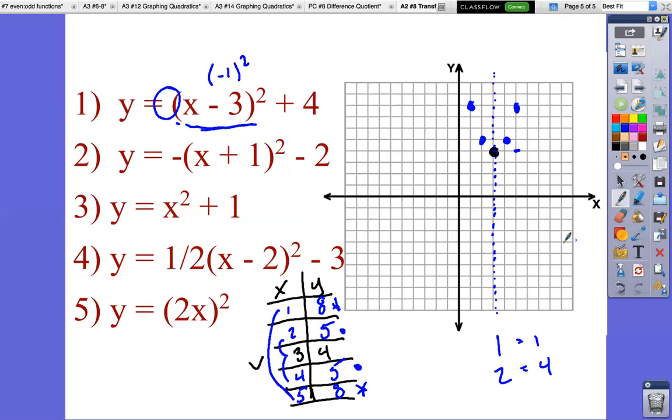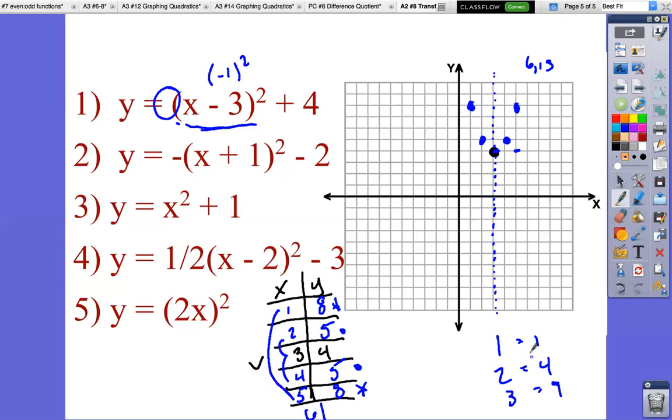Let me show you one more. What if I put another point up here? So if I put 6, if I plug in 6, 6 minus 3 is 3. 3 squared is 9 plus 4 is 13. So I'm all the way up here at 13, right? So how many steps did I take from here to get to 13? Well, the answer is 9.